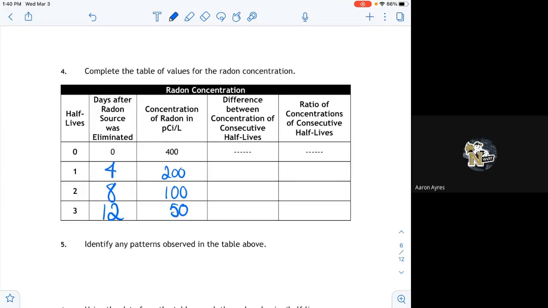What are the differences? 200, 100, 50, right? What's the ratio? 200 over 400. What's that become? 1/2. How about 100 over 200? 1/2, right? How about 50 over 100? 1/2. What's happening here? We're decreasing, right?